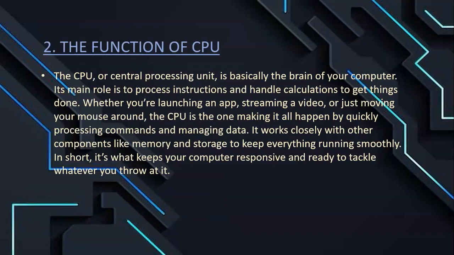The function of a CPU. The CPU, or central processing unit, is basically the brain of your computer. Its main role is to process instructions and handle calculations to get things done. Whether you're launching an app, streaming a video, or just moving your mouse around, the CPU is the one making it all happen by quickly processing commands and managing data. It works closely with other components like memory and storage to keep everything running smoothly. In short, it's what keeps your computer responsive and ready to tackle whatever you throw at it.